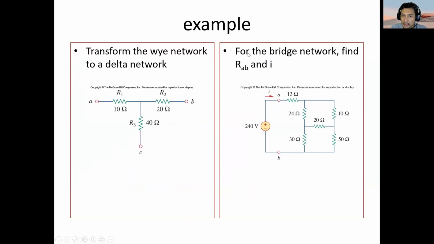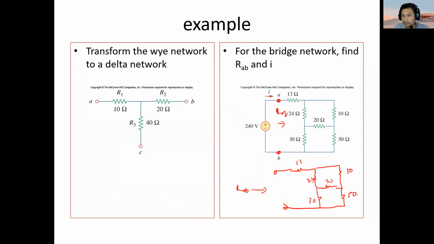Next is this example. For the bridge network, find RAB. What is the equivalent resistor seen from this terminal? What is the R equivalent? So what is your RAB seen from this terminal? This one has 13, 24, 30, 20, 10, and 50.